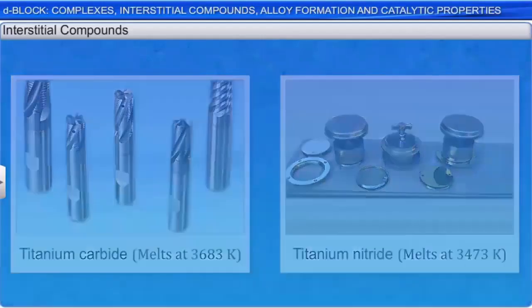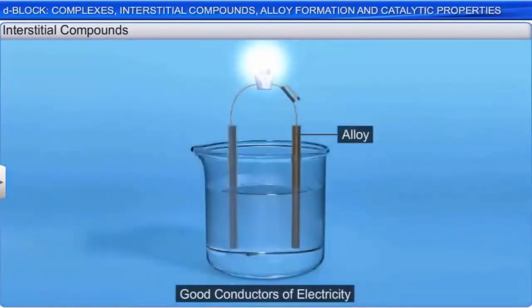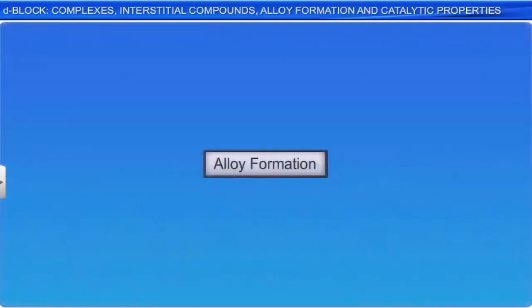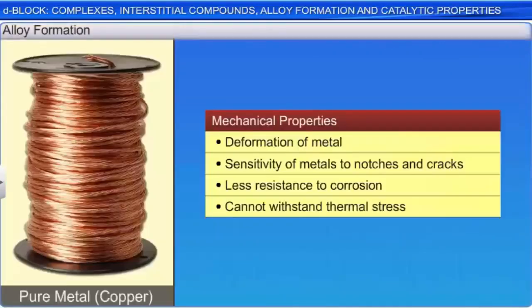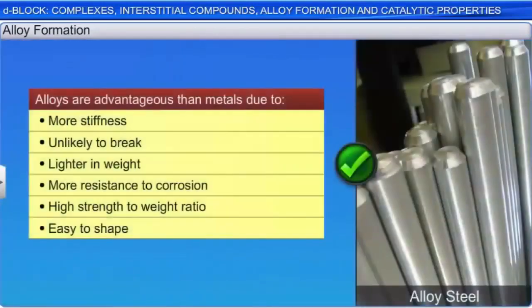Let's look at the alloy formation by these elements. Pure metals have poor mechanical properties. Hence, they are not used as such in industry. The properties of the metals may be modified by adding other elements. Alloys are one such class of compounds. An alloy may be defined as a homogeneous mixture of a metal with other metals or metalloids, and sometimes even a non-metal.